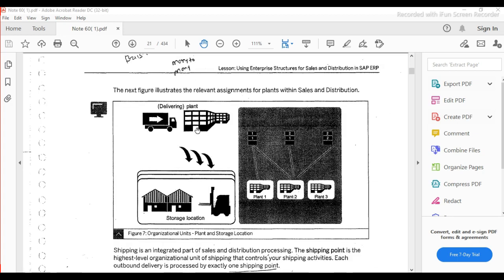Let's see. This is the delivery plant. This is a storage location. This is plant 1, plant 2, plant 3. And this is the combination of sales organization and distribution channel.